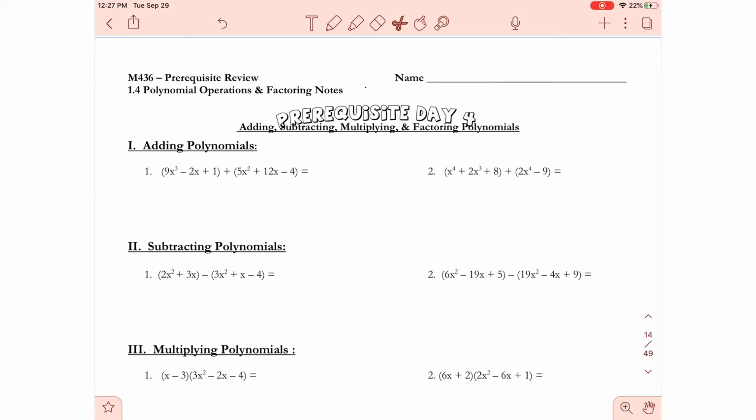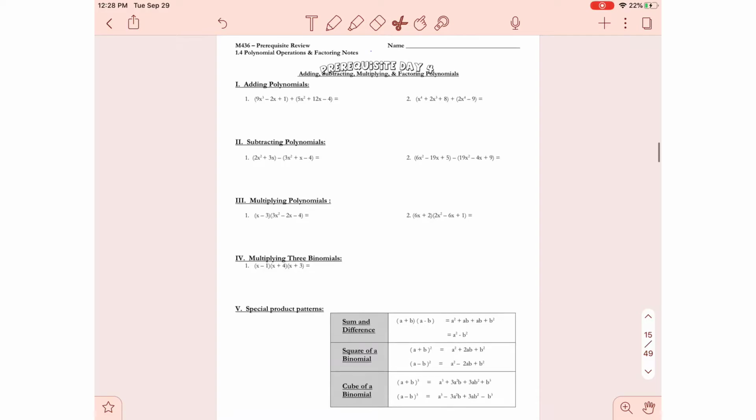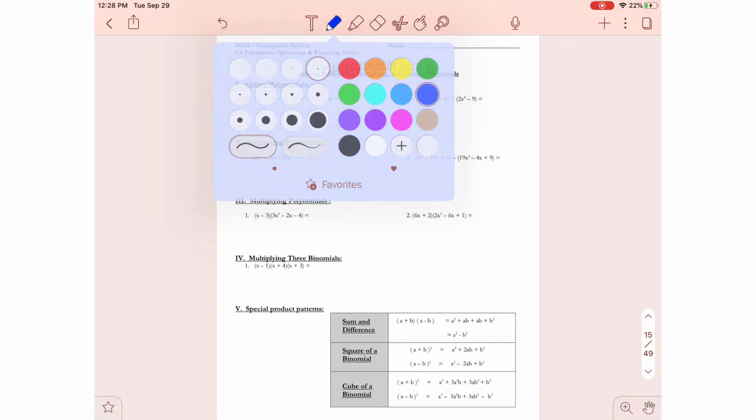Guys, so here we are. This is just a little preview of our notes. We are just going to focus on this first page of your notes. So I'm on page 15 of the binder, and we are just going to be doing 4 examples together, okay? We're going to focus on factoring when we're in class together.